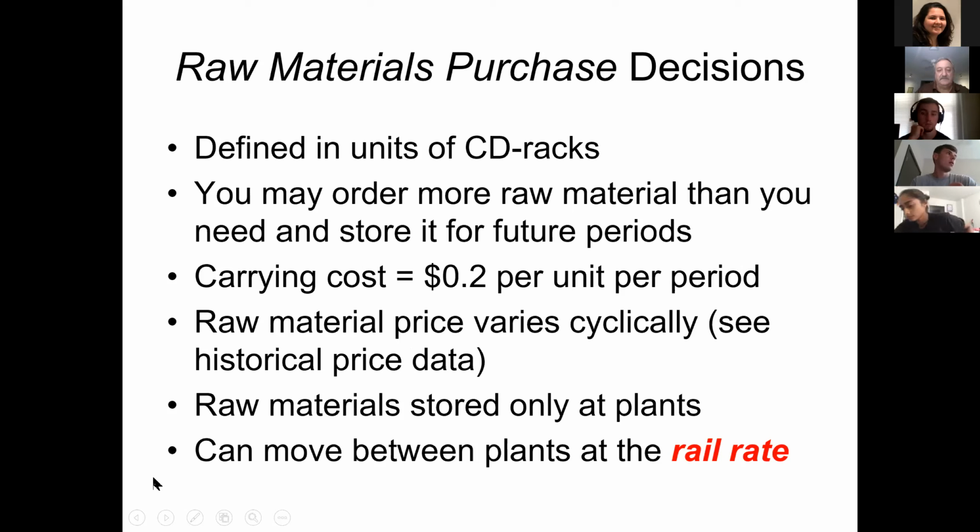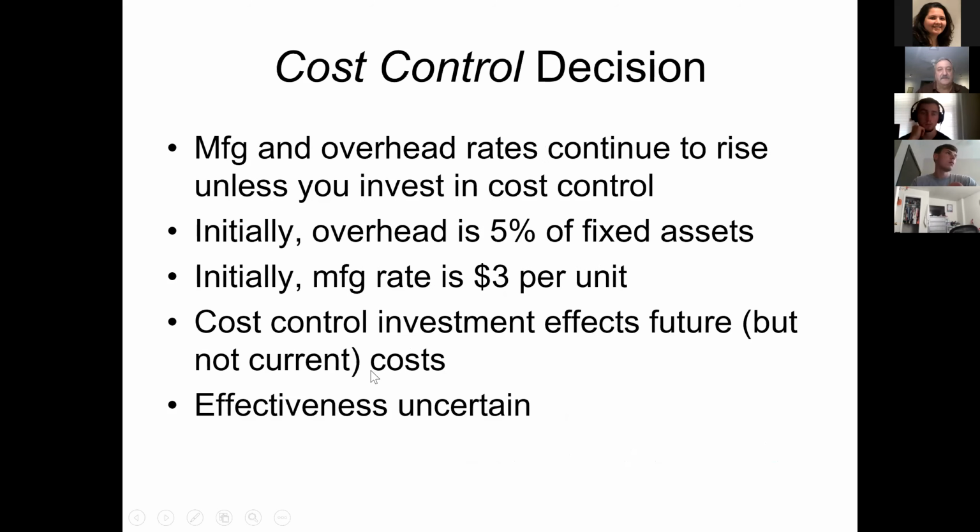Raw material is stored at plants. You can move raw material. Well, we haven't talked about transportation yet, so we won't worry about this yet. All right, so as we said, manufacturing rates and overhead rates continue to rise unless you invest in cost control.